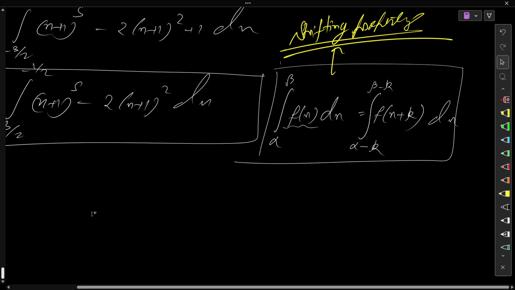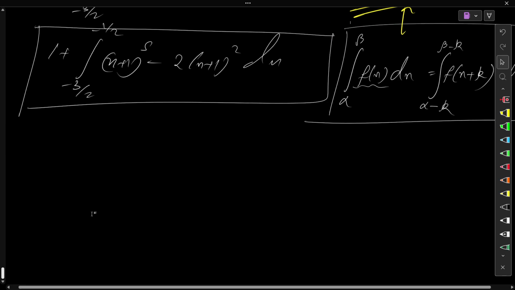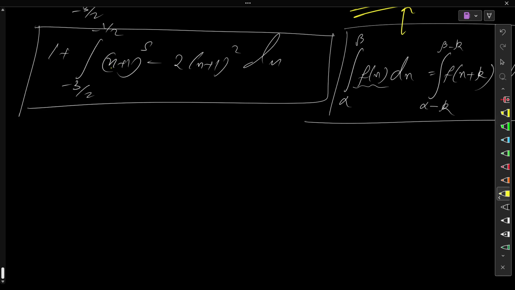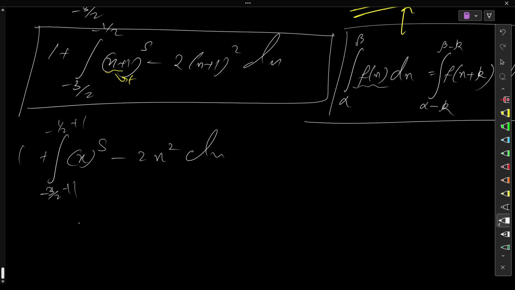this is actually the case of substitution only. Or else you can take x plus 1 as equivalent to t. So I am using the shifting property. From there, minus 3 by 2 plus 1, and minus half plus 1, and x minus 1. I am subtracting minus 1, so the limits will get plus 1. It's just the opposite. So minus 2x square, dx, plus 1.